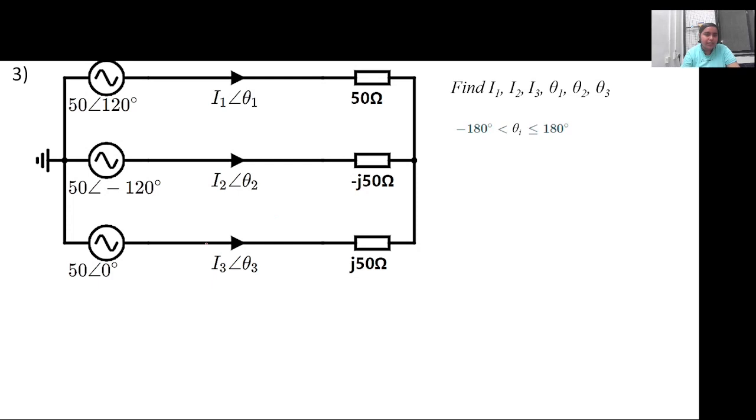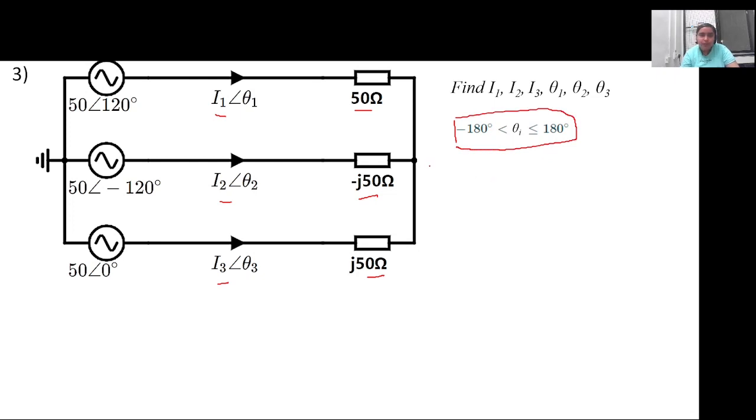In this third question, a star delta kind of circuit is given. Sorry, this is a star connected circuit, and in each of the phases a resistance, capacitor and an inductor are connected. The voltage is also given here. What you have to do is calculate I1, I2 and I3, the currents flowing through these branches as shown here. The condition again is that theta lies between minus 180 degree to plus 180 degree.